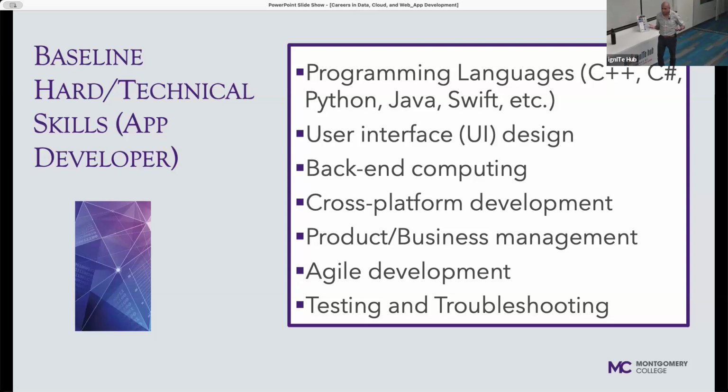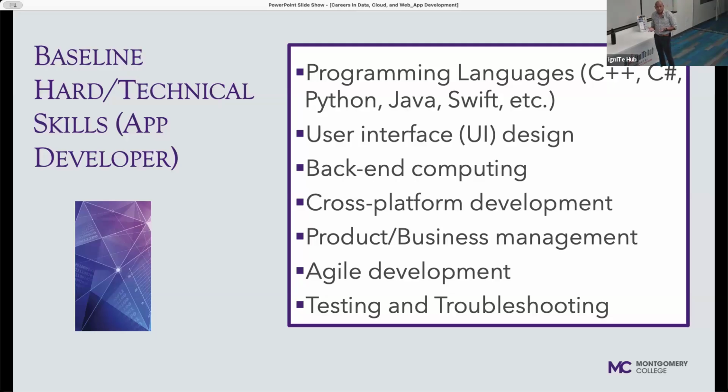Cross-platform development. Again, I just mentioned that because you may need to develop an application for iOS in Swift and another application for Android. And for that, basically, you're going to be using Java, and in Android, that's the way that they develop the stuff.